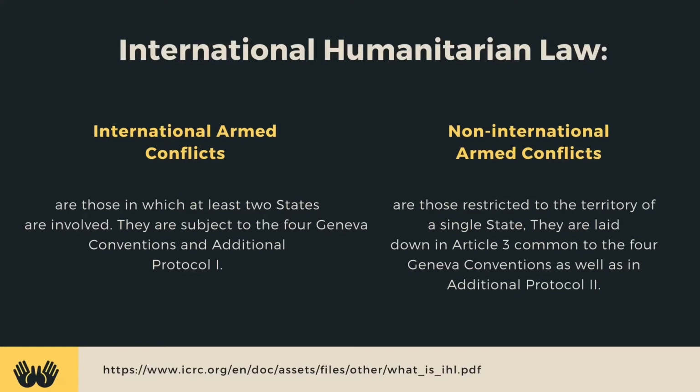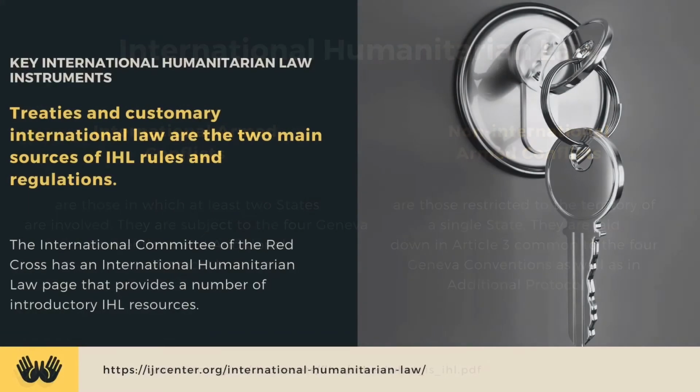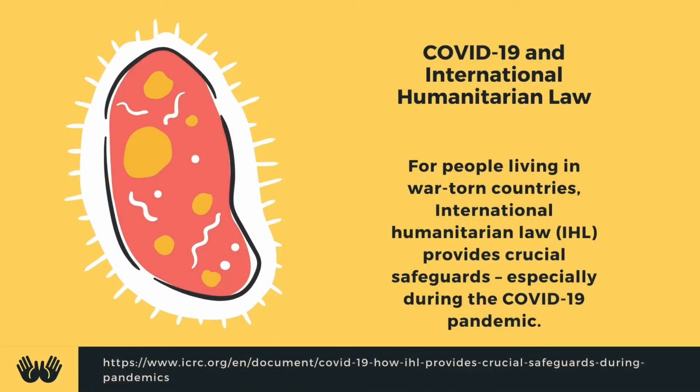Non-international armed conflicts are those restricted to the territory of a single state. They are laid down in Article 3 common to the 4th Geneva Convention, as well as in Additional Protocol 2. Treaties and customary international law are the 2 main sources of international humanitarian law rules and regulations. In addition, the International Committee of the Red Cross has an International Humanitarian Law page that provides a number of introductory international humanitarian law resources.